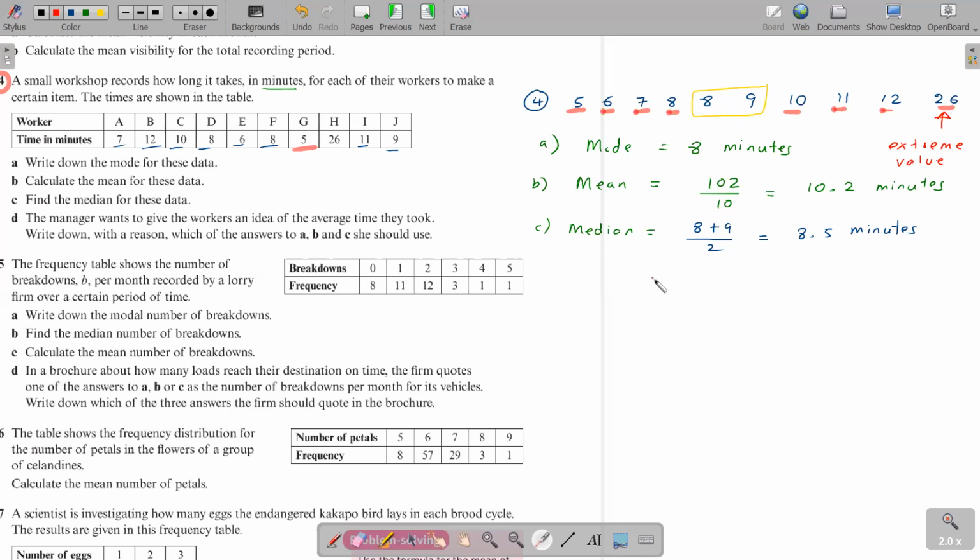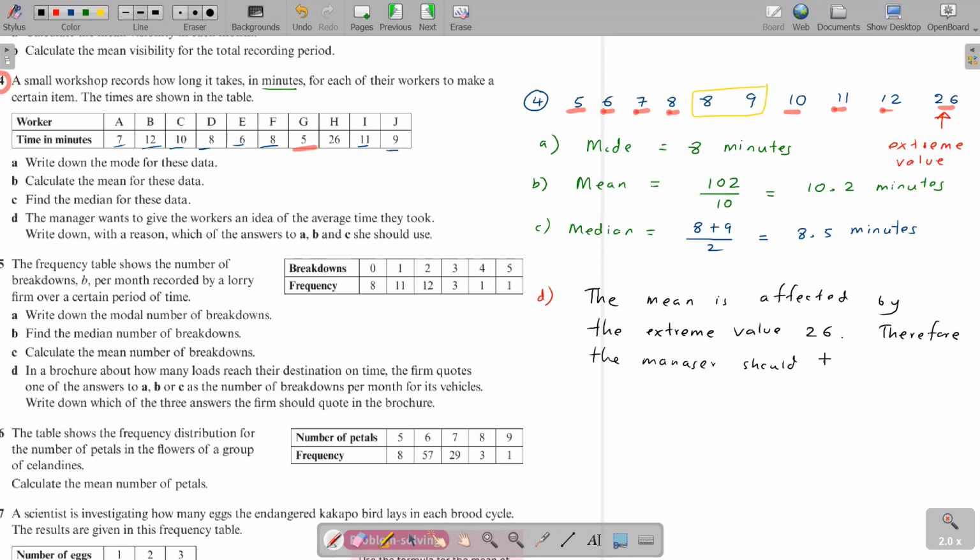So for part D, you will write down: the mean is affected by the extreme value 26. Therefore, the manager should use the median. So this is the next best person to go with.